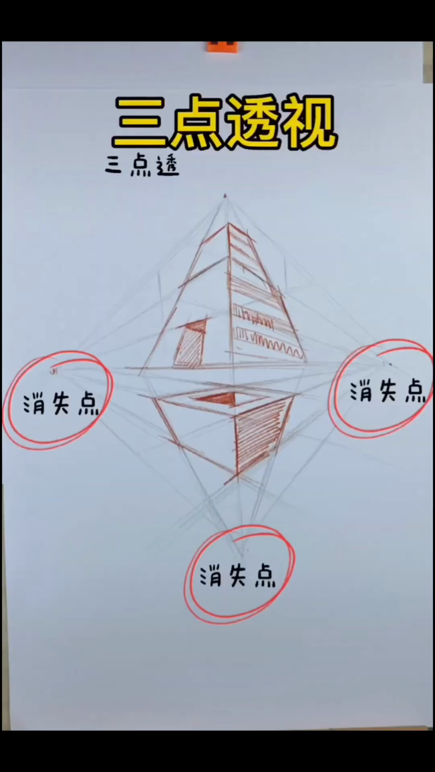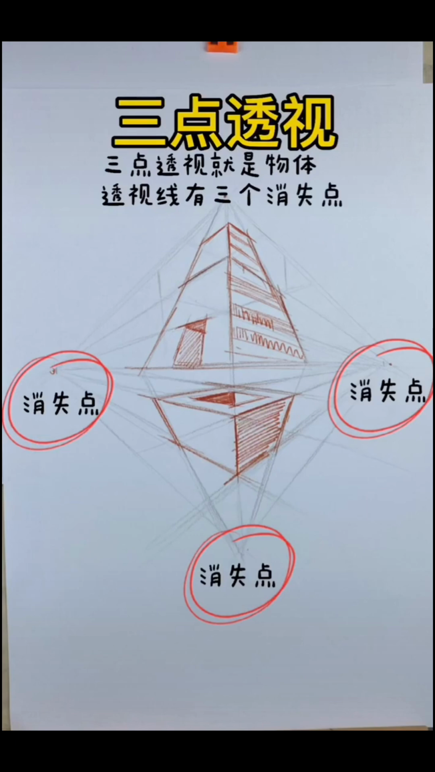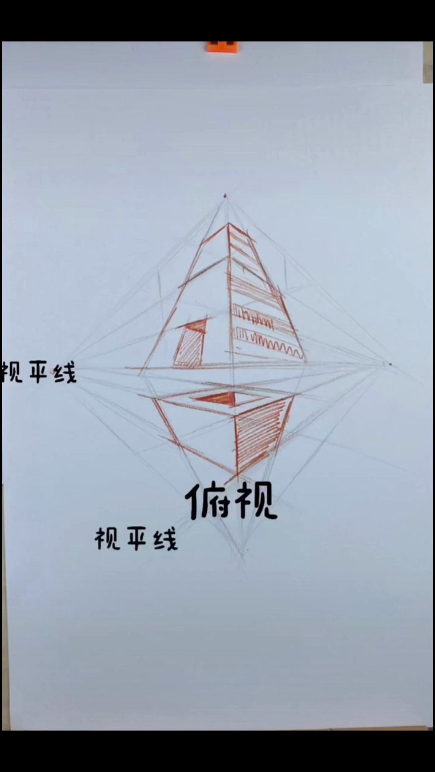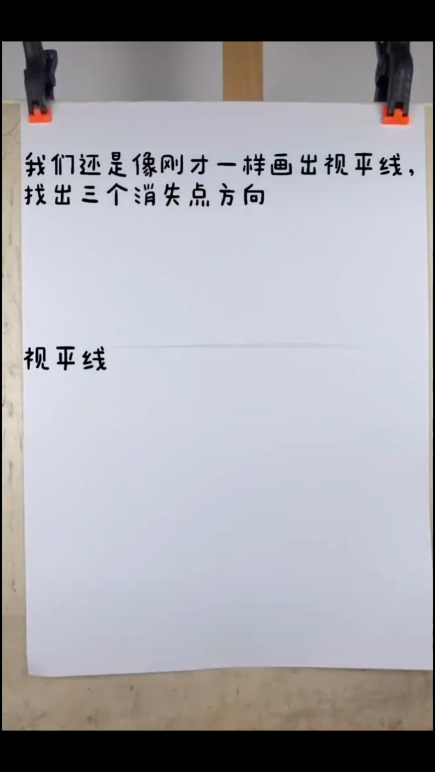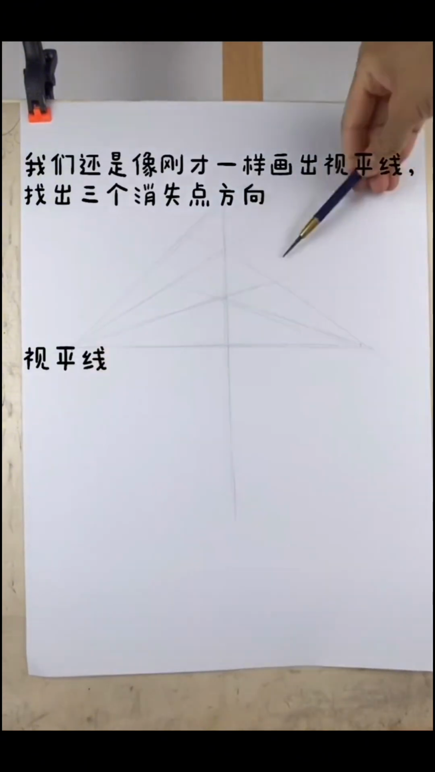3-point perspective means there are 3 vanishing points in the perspective lines of the object. Above the horizon line is the upward-looking perspective, and below the horizon line is the downward-looking perspective. We still draw the horizon line as before and find the directions of the 3 vanishing points. Draw both the upward-looking perspective and the downward-looking perspective.